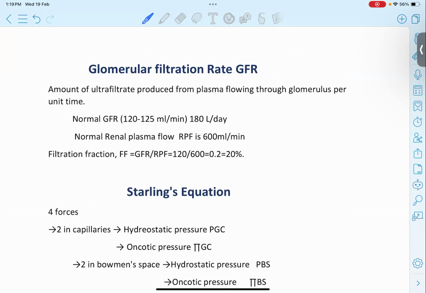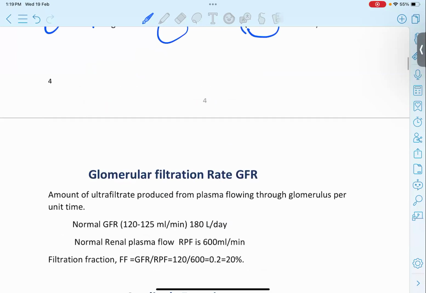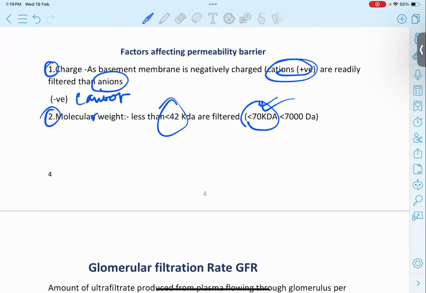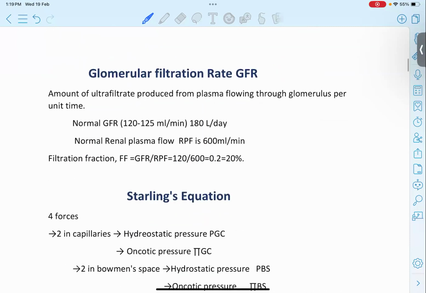Charge means, since the basement membrane is negatively charged, negative will repel negative, but the positive can pass very easily. And the molecular weight, the smaller the molecular weight, the better the permeability. If it's less than 70 kDa or 70,000 Da, that molecular weight particle can pass through, but bigger cannot.